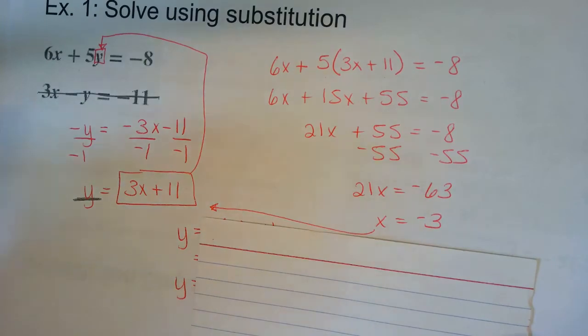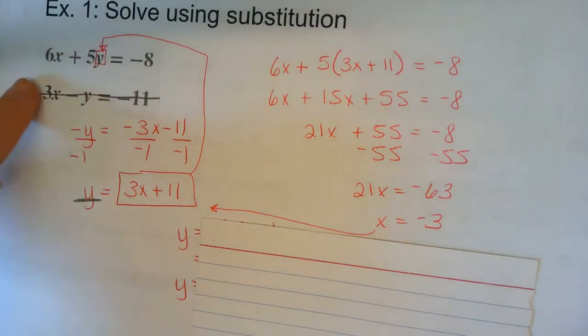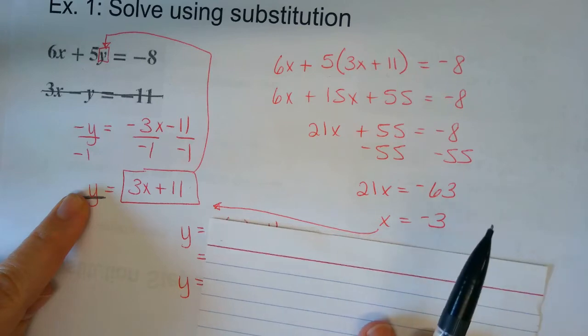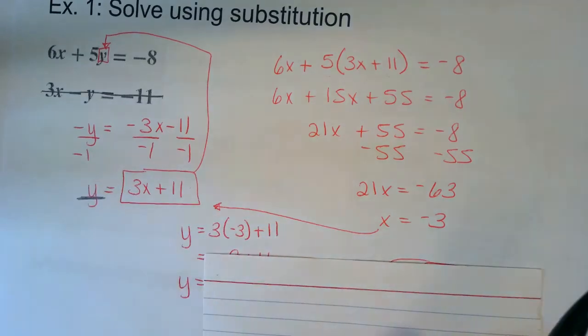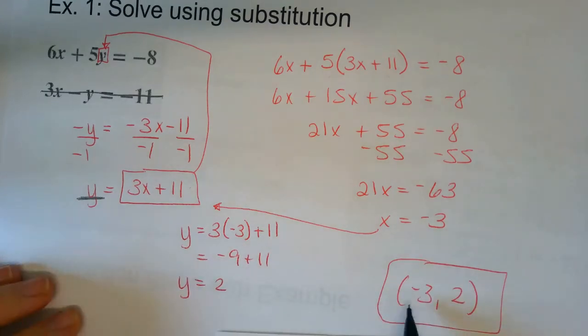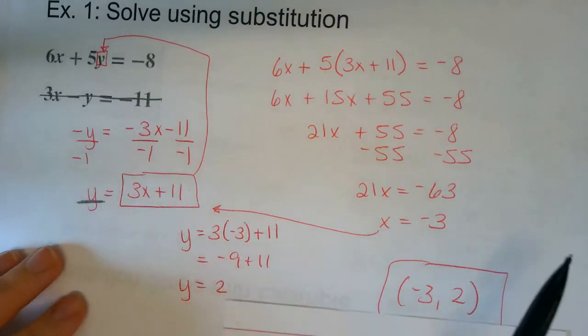Then you can go back and plug it into either original equation, or you can come down here to your solved equation. I like to go to the solved one, so I did 3 times negative 3, and then I added 11, and I got positive 2. So then I just put it together and write it as an ordered pair.